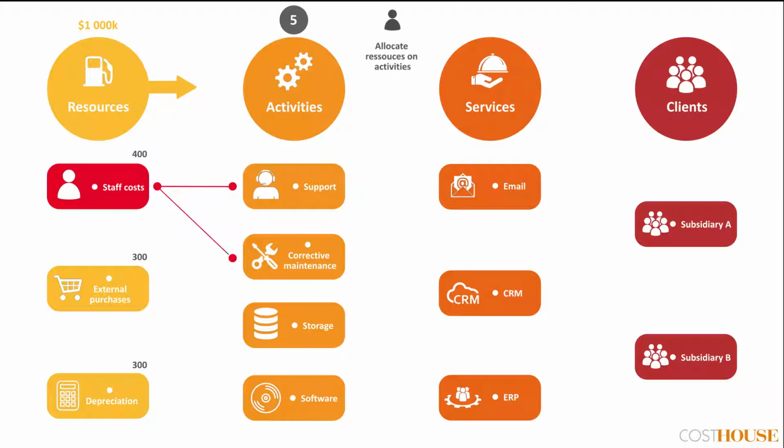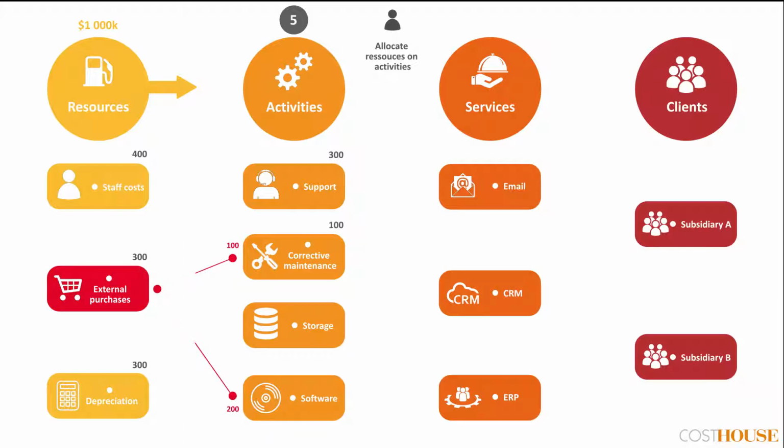Resources are then allocated to the consuming activities using the time tracking tool, the identification of suppliers' invoices in the accounts, and the analysis of depreciation in the asset management tool. In step 5, 100% of resources, that is $1 million, was allocated to the activities.